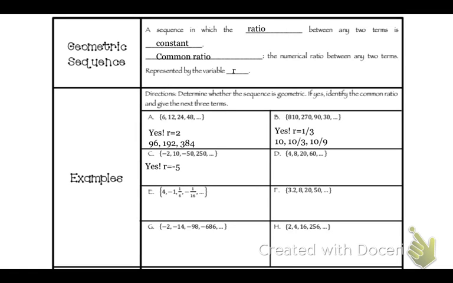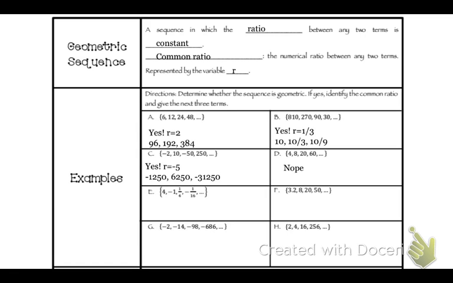This next one, you're multiplying by -5. And again, you could do 10 divided by -2, that's -5. -50 divided by 10 is -5. 250 divided by -50, -5. Those next three terms are -1,250, 6,250, -31,250.